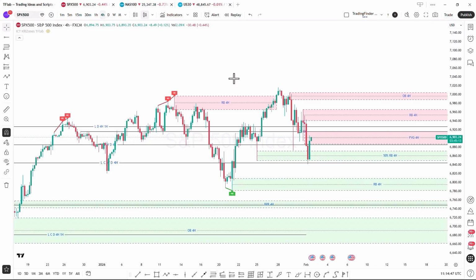The S&P 500 indices, Nasdaq, and Dow Jones on February 2nd. The S&P 500 index in the 4-hour time frame, after a downward move, collected a liquidity sweep from the 6,848 level and finally closed within a rejection block.